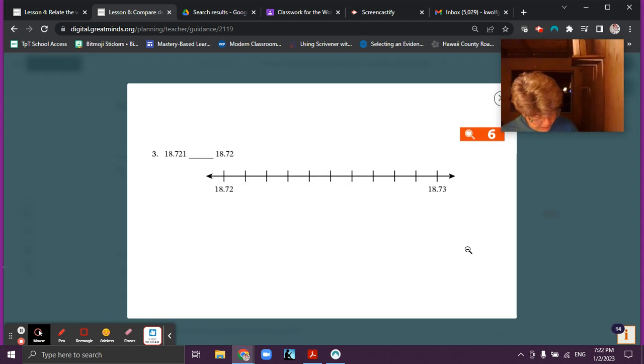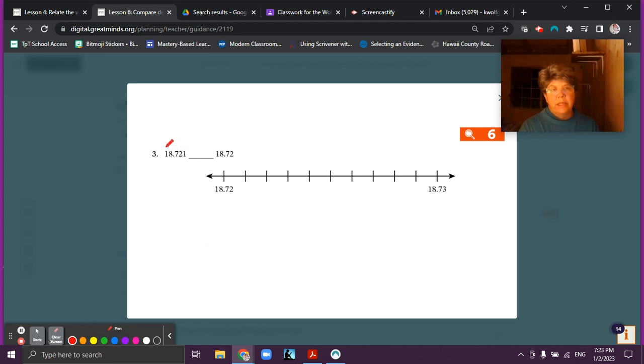Okay, number 3. Now we have 18 and 721 thousandths versus 18 and 72 hundredths. So now we have something a little bit different because this one is in the thousandths and this one is in the hundredths. We see our interval is just 1/100th, and it's again broken into 10 parts. So no surprise there. Now, where would 18 and 721 thousandths be? It would be right here, right? Because this would be 18 and 720 thousandths. So 1 thousandth more would be there. And then 18 and 72 hundredths is right there.